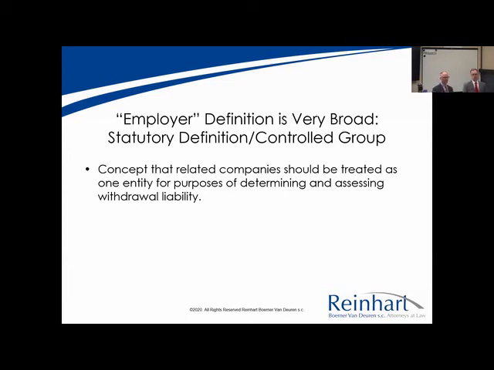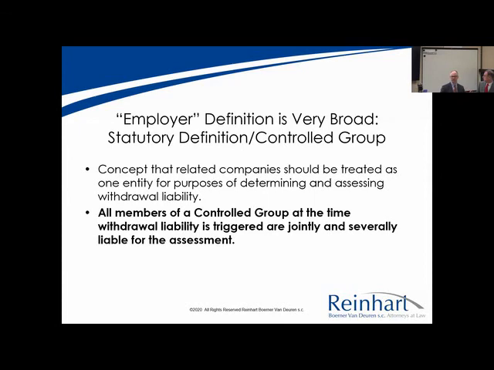So in the normal course of business, you're not going to be thinking about related entities being one and the same. So it's kind of a mind bender. And to the extent you haven't looked at your control group entities, it's something that even your accountant or your attorney may not be familiar with, and the rules are pretty complicated, as we'll see with this next slide.